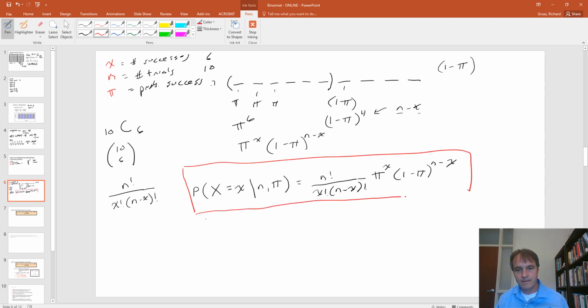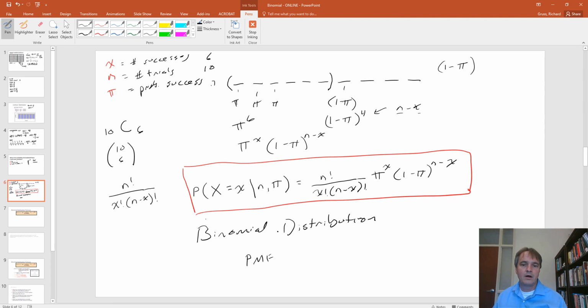Okay, and this is called the binomial distribution. And this in particular is the probability mass function. The terminology that your calculator uses is slightly different, and I'll go over that in a little while.